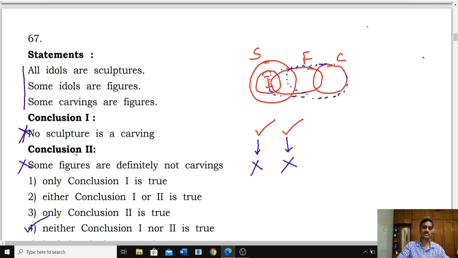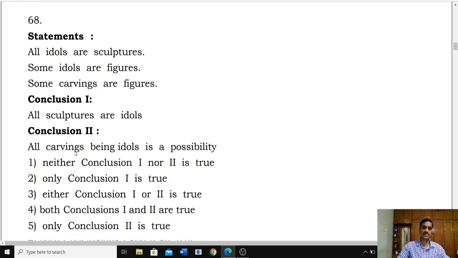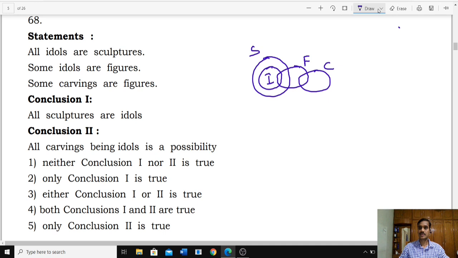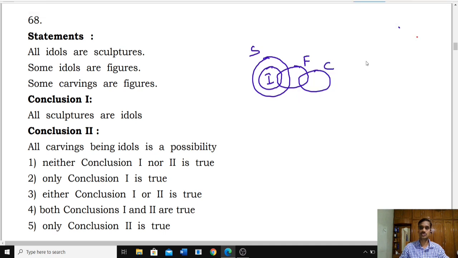Question number 67. Then 68. All idols are sculptures. And these are the idols which are sculptures. And next one, some idols are figures. Intersection between idol and a figure. And some carvings are figures. Some of the carvings are figures. All sculptures are idols. As all sculptures are idols is true, this entire sculpture must be idol. Is it true? No, all idols are sculptures is true. Some sculptures are idols is true, but not all. And the first conclusion is false.